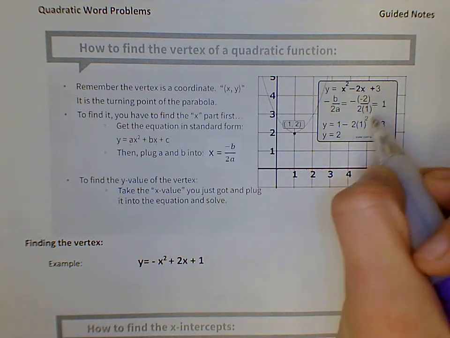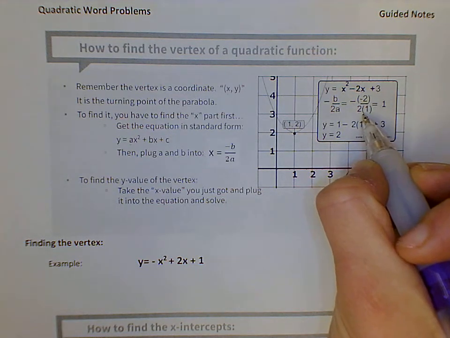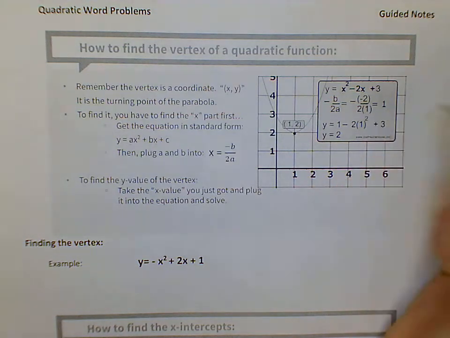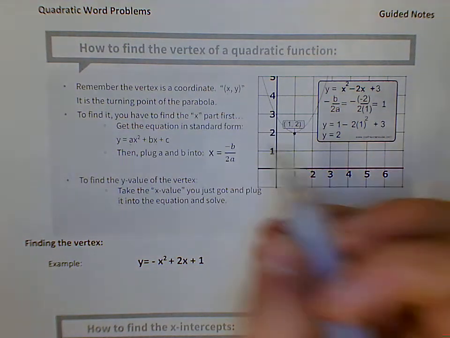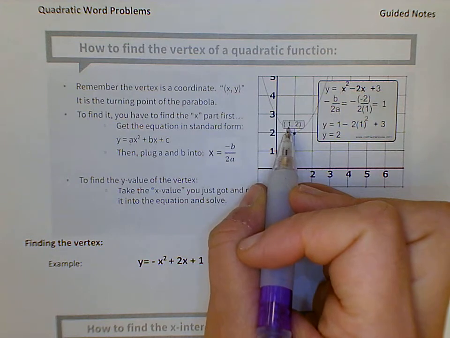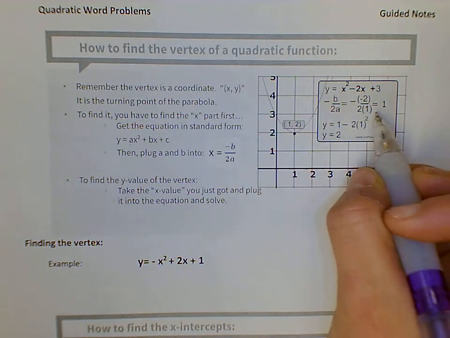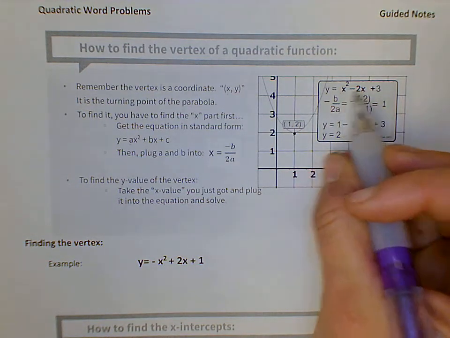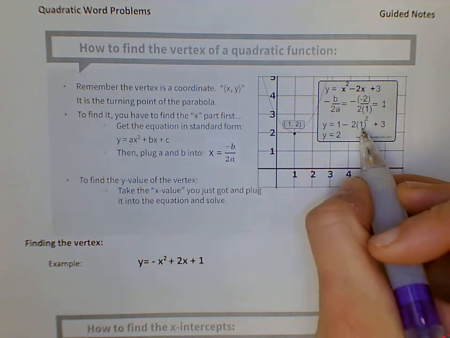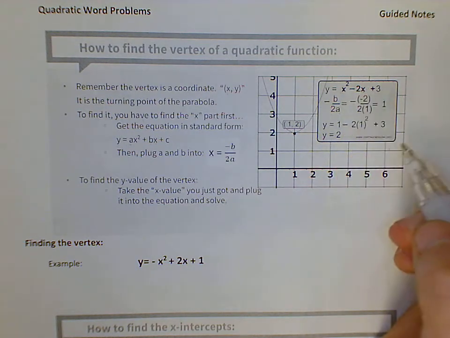And then it'd be 2 over, well, 2 times 1 is just 2. So it'd be 2 over 2, which ended up being 1. So that was the x part of my vertex. And then I took that x, and then I took my equation, and everywhere I had an x, I had to plug in my 1.